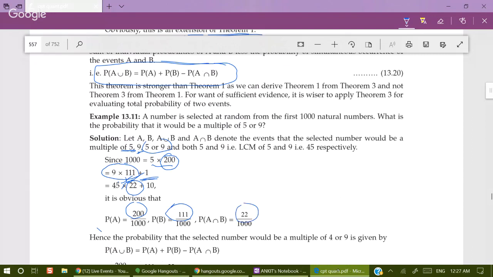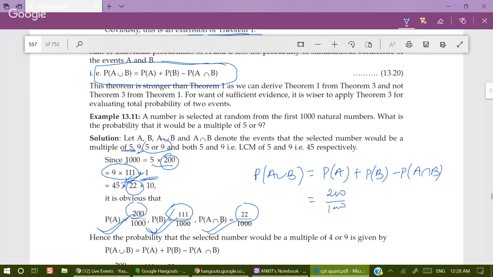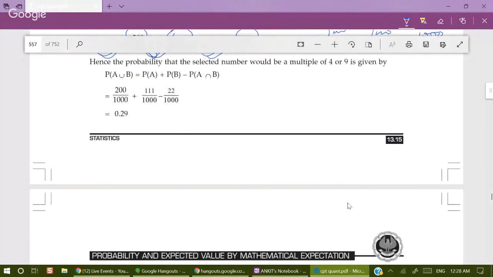So this is the PA, then PB, then PA intersection B. By addition theorem we get PA union B is equal to PA plus PB minus PA intersection B, that is 200 by 1,000 plus 111 by 1,000 minus 22 by 1,000. Okay, this is what is done here.